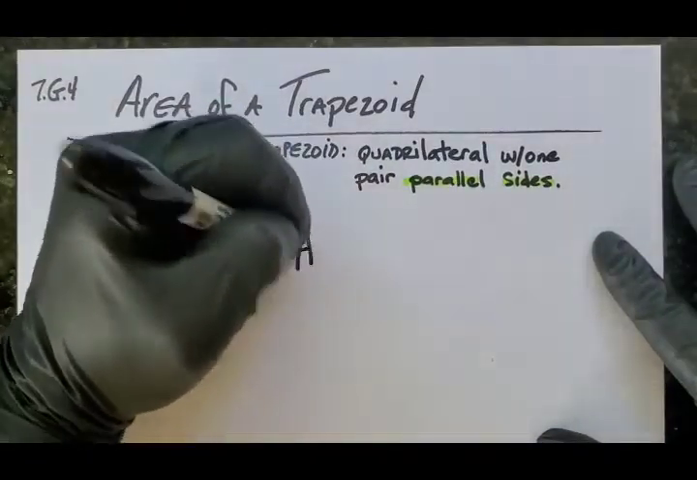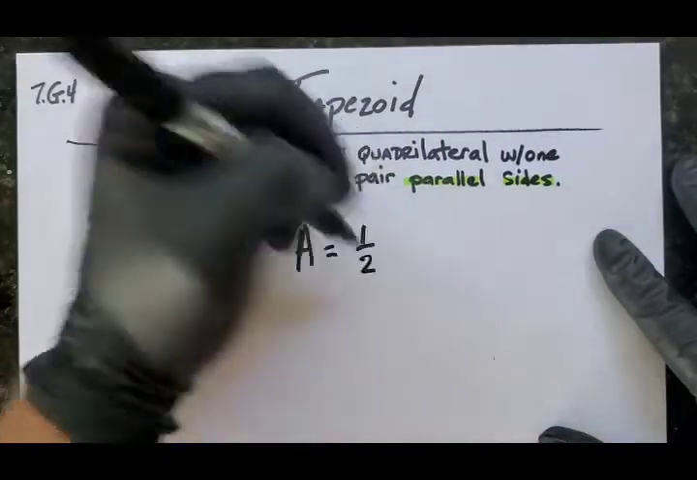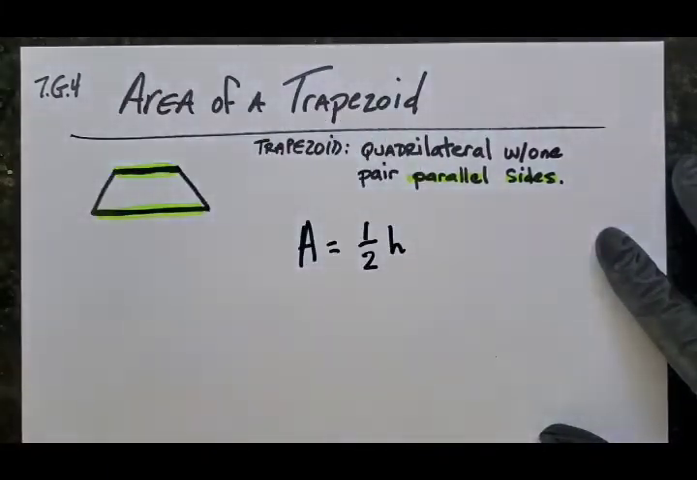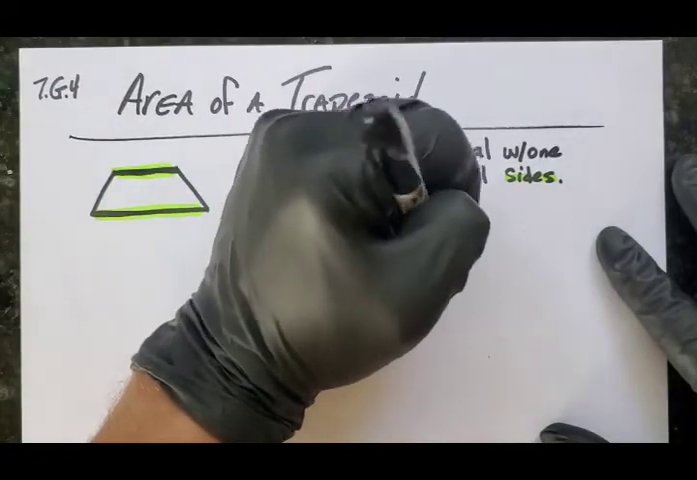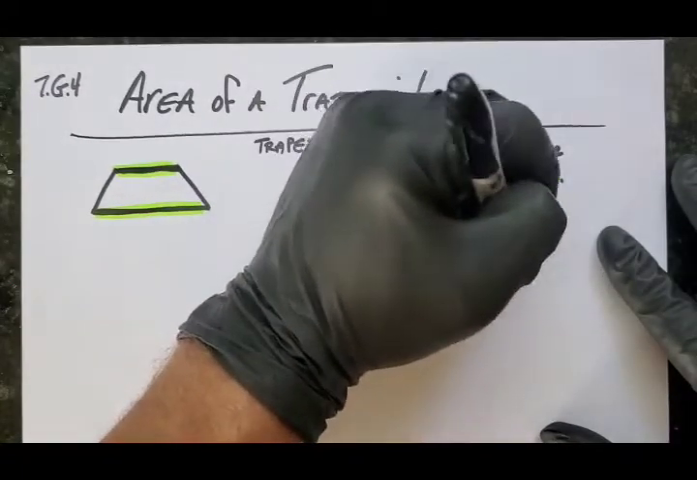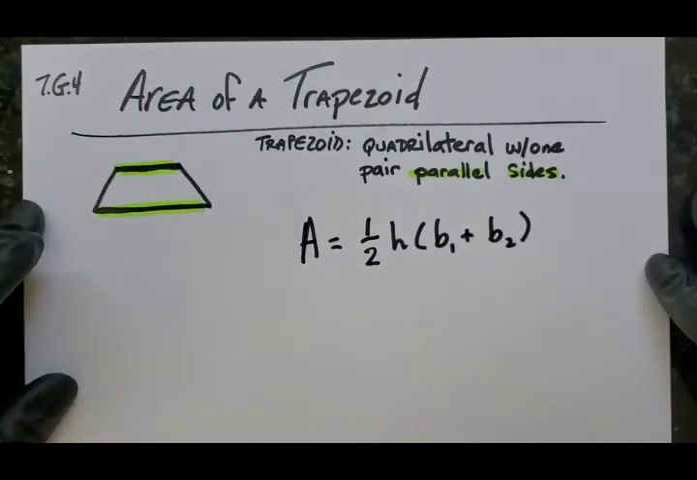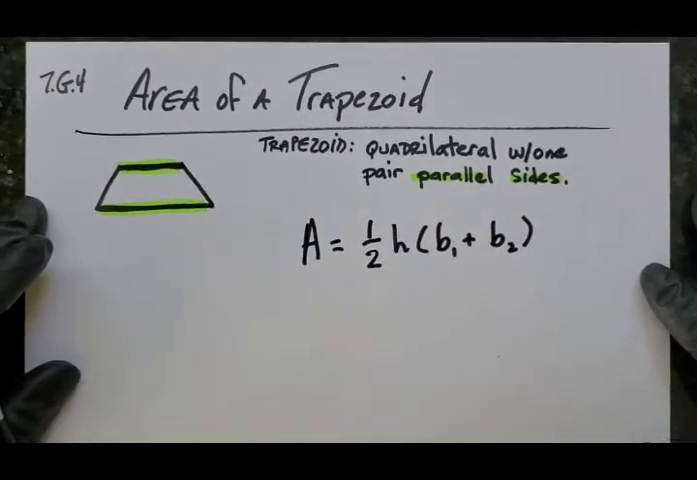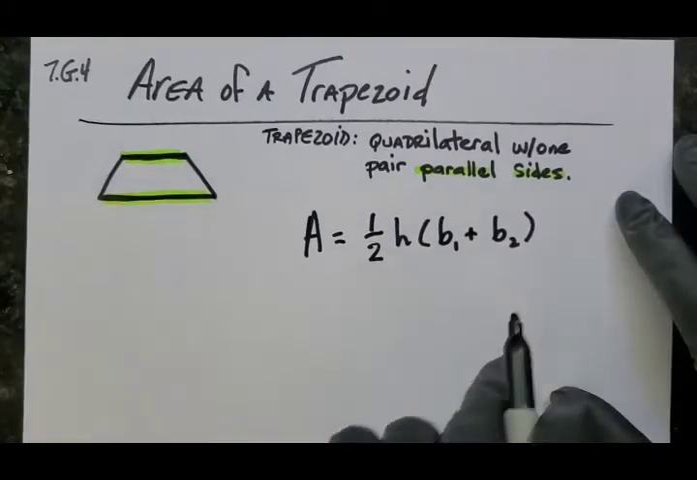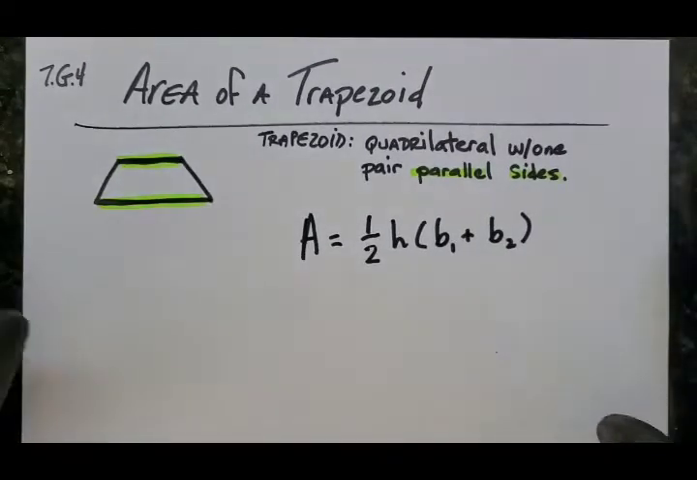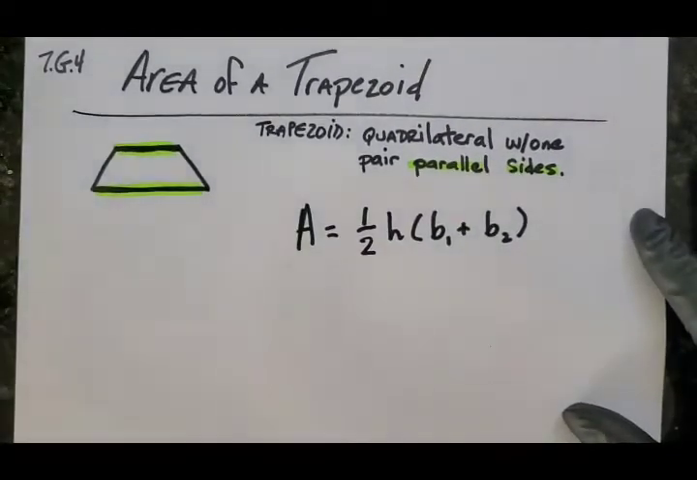The area formula is a little more extensive than some of the other ones that we've seen. The area formula is 1/2 times the height of the shape times both bases added together. If you've seen the video on where this formula came from, you'd understand why it's both bases added together. It's important to understand a few things.